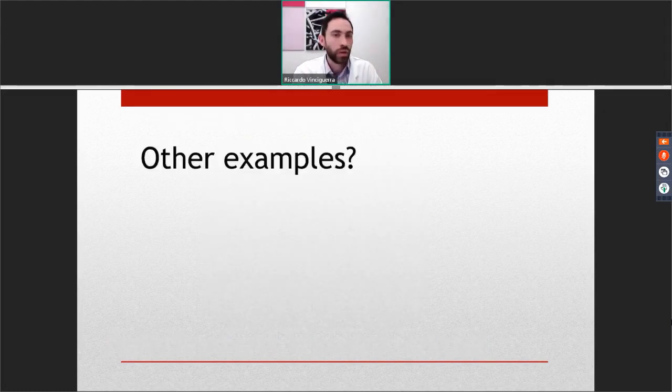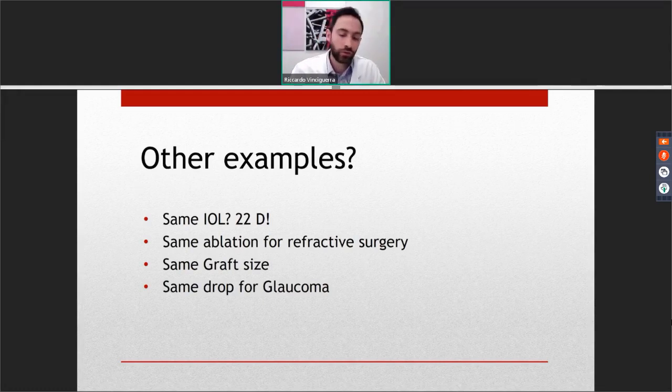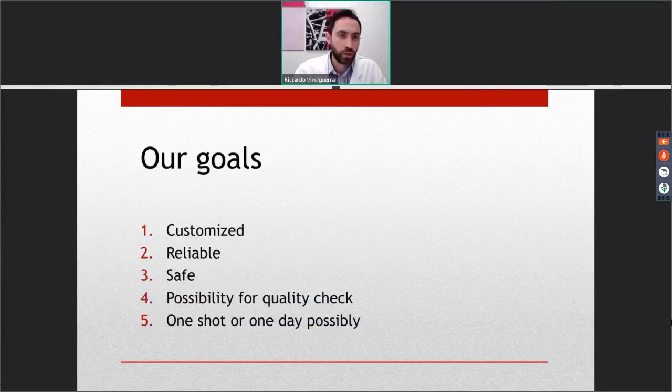So would you put the same IOL in all of your operations, or the same ablation for refractive surgery, everybody a -4, or the same graft size, or the same drop for glaucoma? So in ophthalmology, we are already used to being very customized. But when we arrive at therapeutic ablation, then we stop being customized and we do a plano one-size-fits-all. So our goals should change, and it should be customizable, reliable, safe, with quality checks.